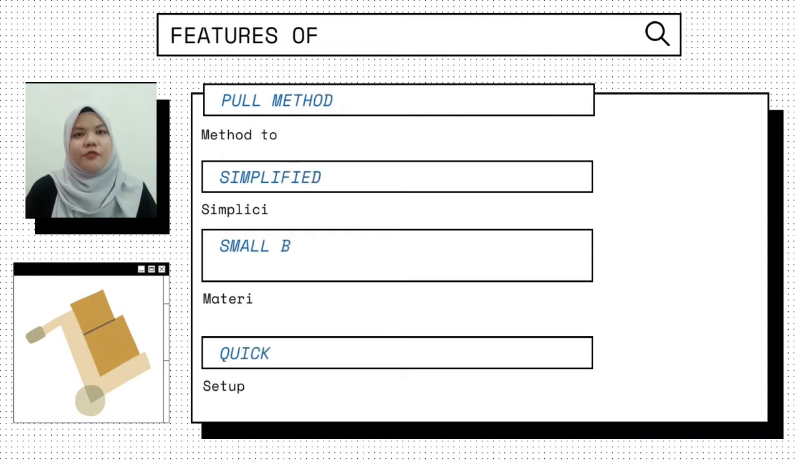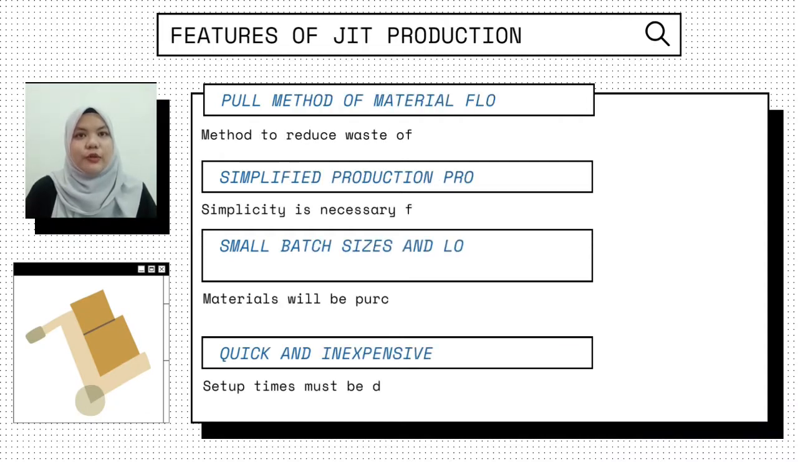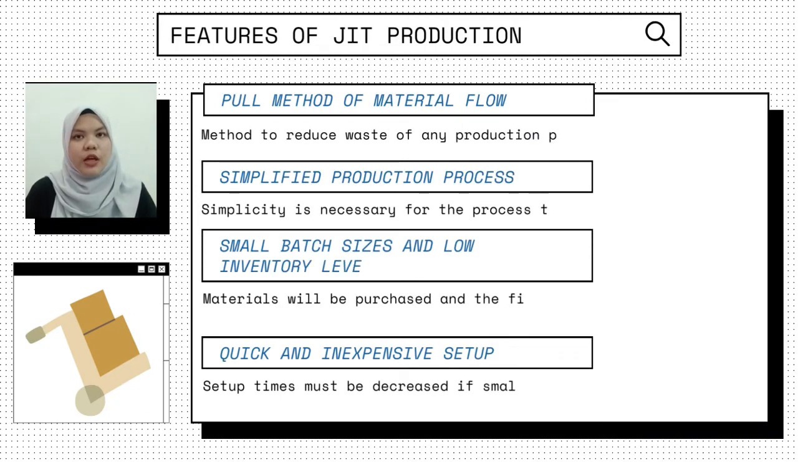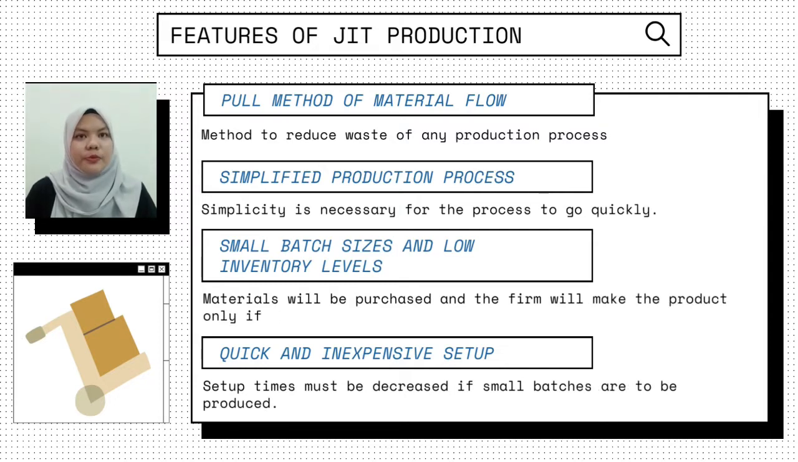Next, there are a few features in just-in-time production, including the pull method of material flow. The pull method is a method for minimizing waste in any production process. The pull method allows you to start new work only when there is a demand from customers. This allows you to lower expenses and save money on storage.